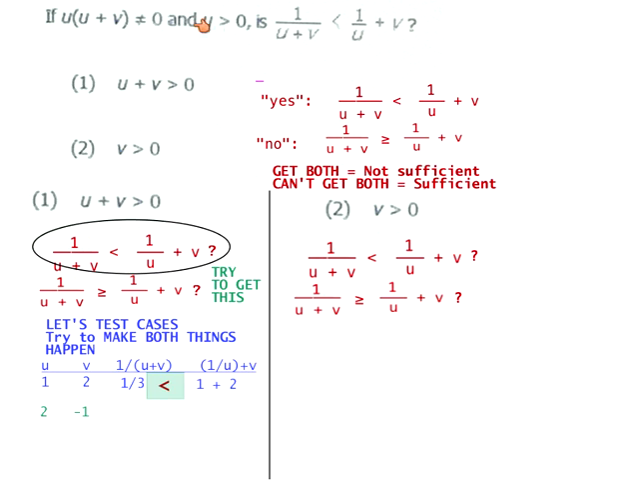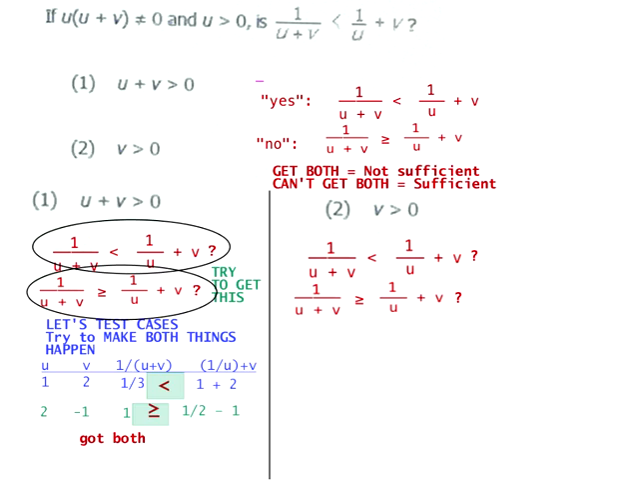Now 2 plus -1 is 1, which is greater than 0, and 2 is greater than 0, and this is also true. So 1 over u plus v is 1 over 2 minus 1, so that's 1. And then 1 over u is 1/2 plus 1 over v is -1. So 1 is greater than that. So this statement's not sufficient. Solid proof of it right there, because this is greater than or equal to that. Got both. We're done.